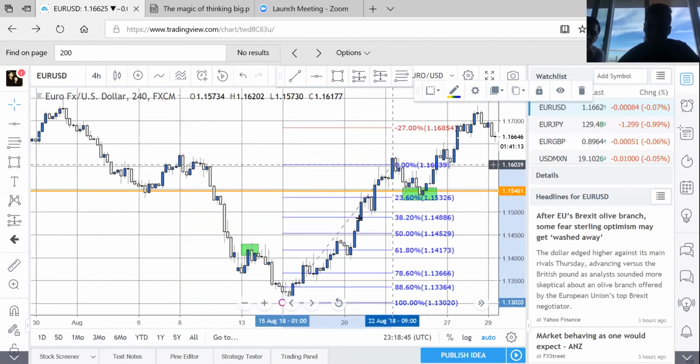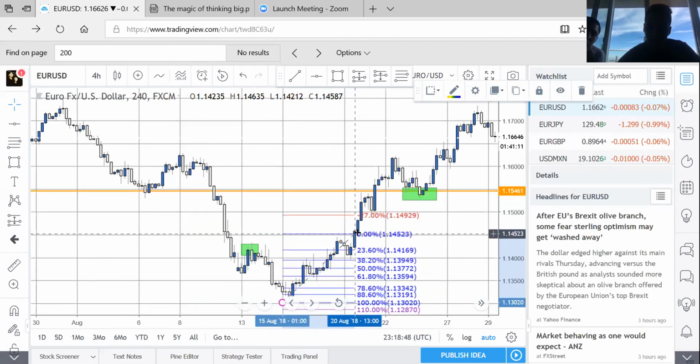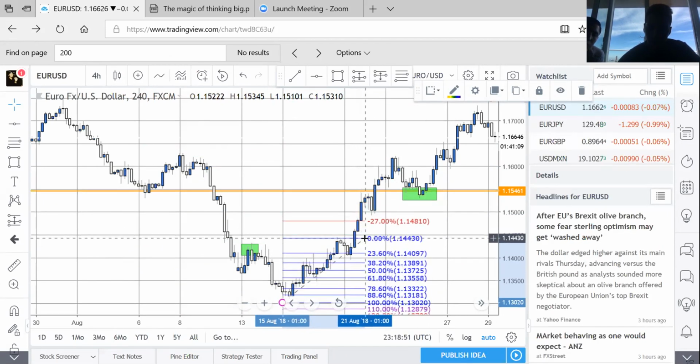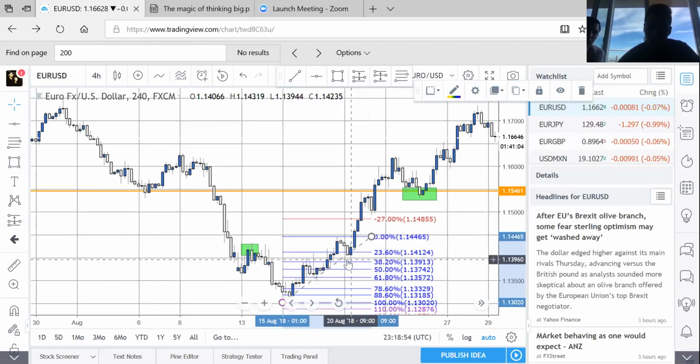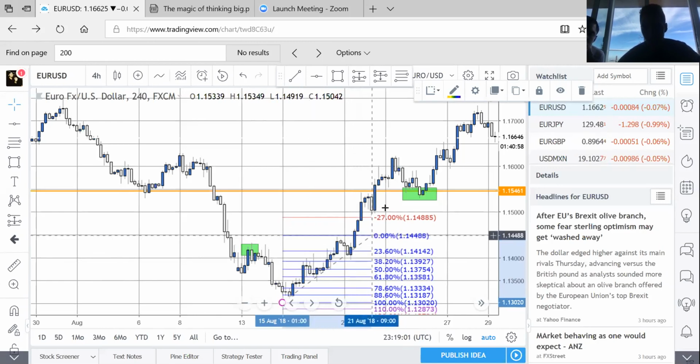Our first impulse was to this area. Now, did it go to the 38.2 Fibonacci retracement? It didn't reach it, right? So we're not considering that as a new structure. So what's going to happen is I'm going to move this one to my next impulse, which would be right here.